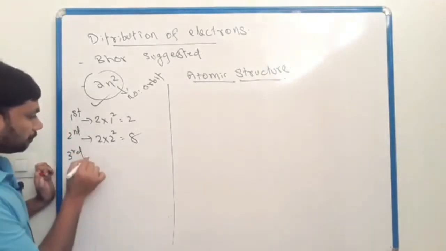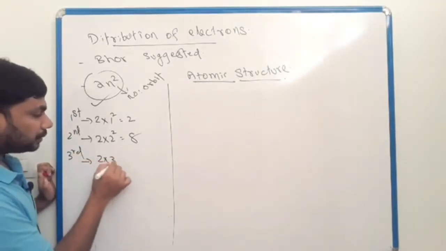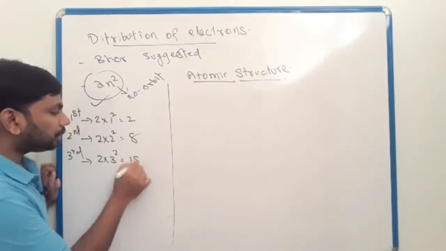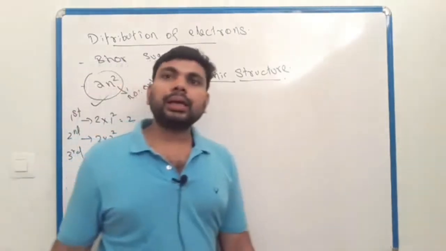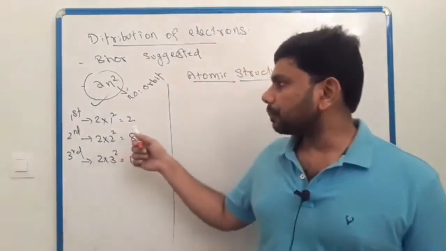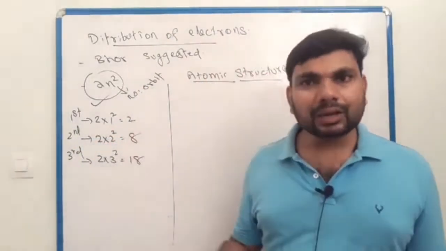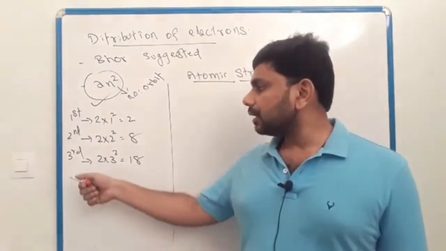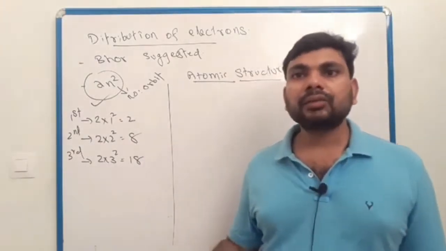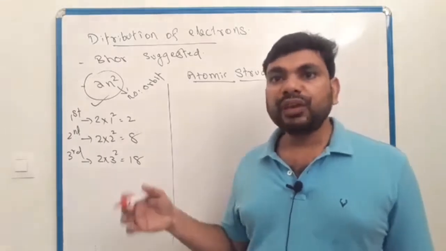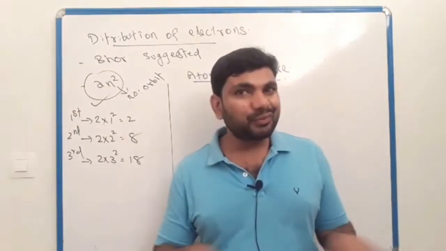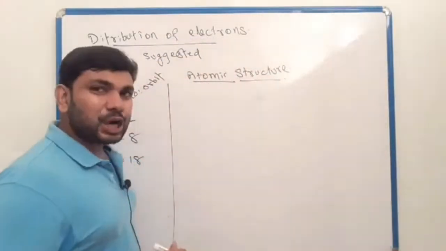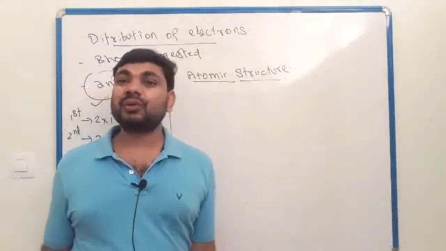Similarly third orbit, 2 times n square means 3 square. So 3 square means 9. 9 times 2, it will be 18. So we got first orbit 2 electrons, second orbit 8 electrons, third orbit 18 electrons. Similarly fourth orbit there will be 32 electrons. So we can find the number of electrons in different orbits accordingly. Clear? Now see here, based on this we can predict different structures of atoms.